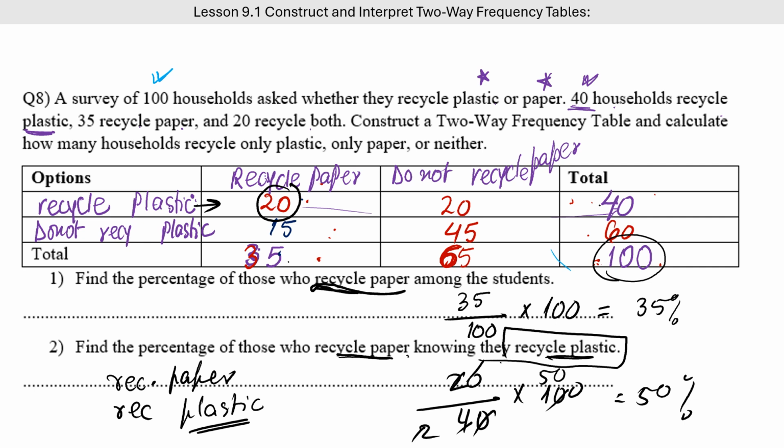So remember, if they ask you how to write the percentage, first of all see what is the common in them. Recycle paper, recycle plastic. Where is recycle paper, recycle plastic? It's 20, right? Now, what is at the bottom? The bottom will contain the second situation. What is the second situation? Recycle plastic. So what is the total of recycled plastic? Of course, the plastic is horizontally going. So it is 40.